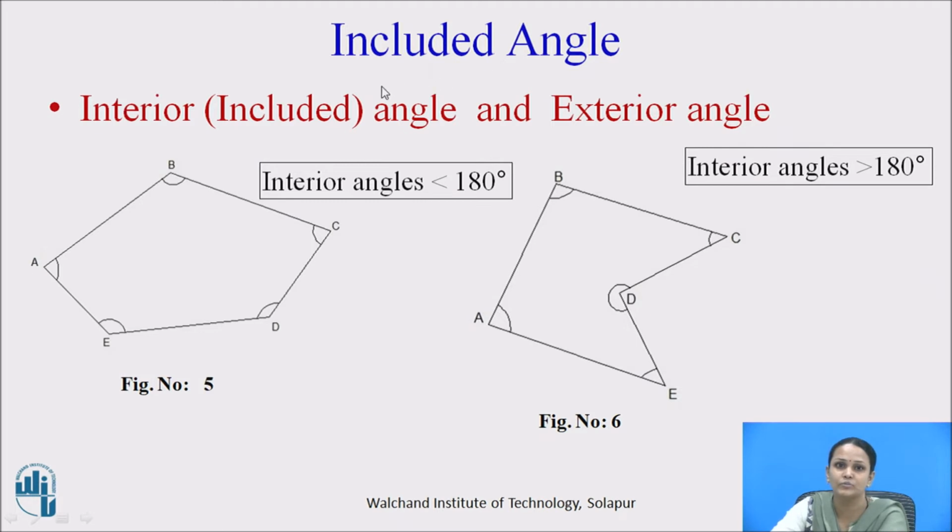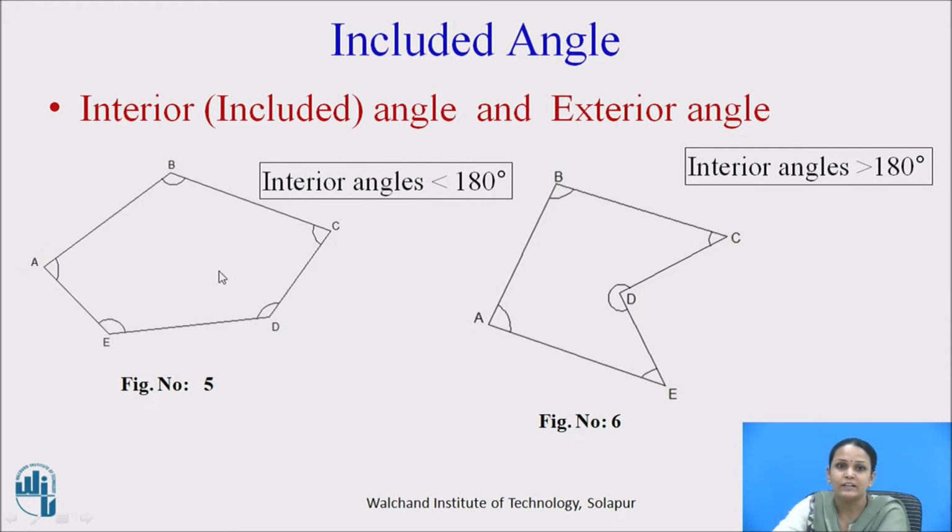Now, we will see what is meant by included angle. Included angles are the internal angles made by two survey lines. Here you can observe in figure 5, the survey lines AB, BC, CD and DE are considered in the sequence of the bearings. So, angle A, angle B, angle C, angle D and angle E are called the included angles, or we can call them the interior angles of the given bearing system.